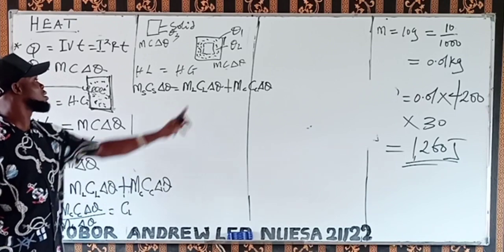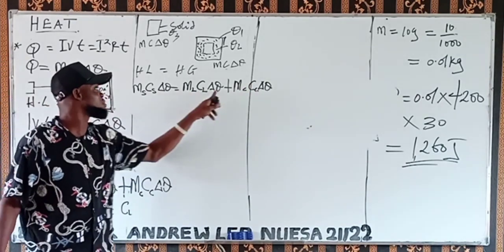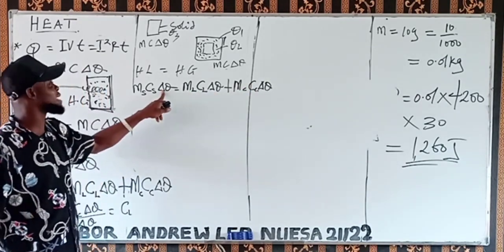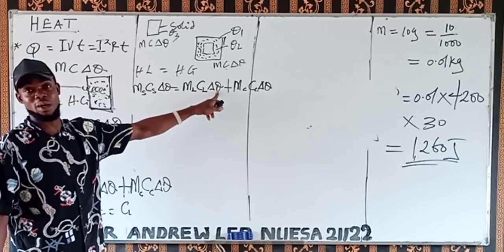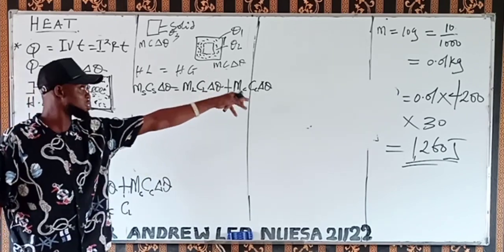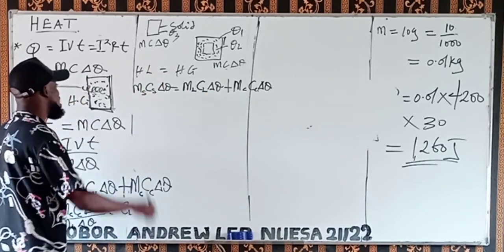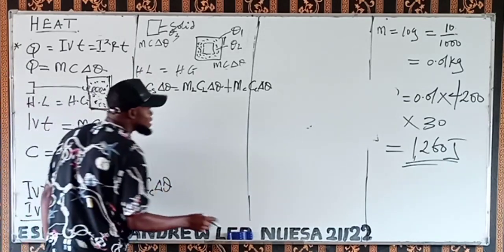The next thing you do now, ensure you know their temperature change. This one, we have the same temperature change. This one moves from theta 3 to theta 2, and this one moves from theta 1 to theta 2. So we just obtain them. That's all.